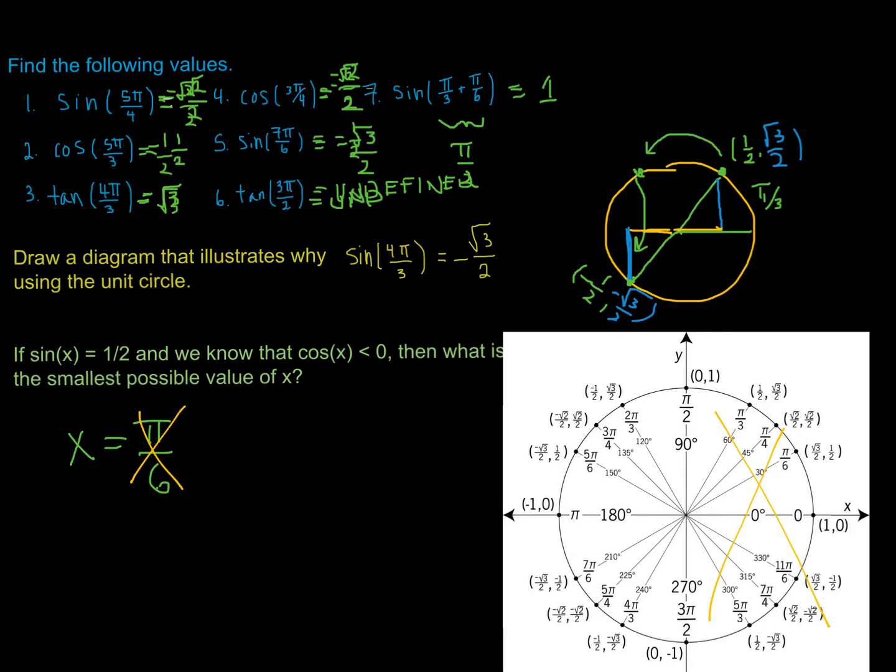So if I keep going here and I keep circling around, sine will be 1/2 for the second time at 5 pi over 6. And so that is going to be the smallest value for which cosine is negative. It's negative root 3 over 2, and sine of x is 1/2. So x will be equal to 5 pi over 6.